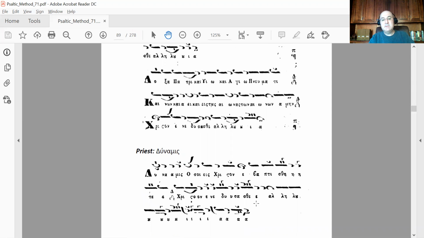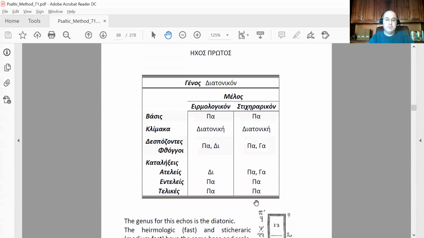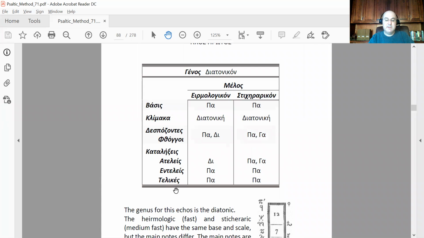Τελική κατάληξη is when you are finished with the whole group and you let the people know with that longer kind of a cadence that we are done with this group, and this whole Όσοι εις Χριστόν, and this piece is all done because we repeated it many times. We are all done now, and the priest is going to go on to the next hymn. So this is the τελική κατάληξη. And that's what you see here, atelis, entelis and τελικές.